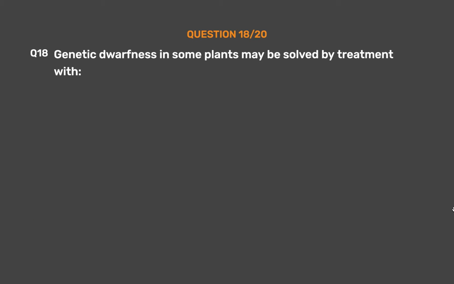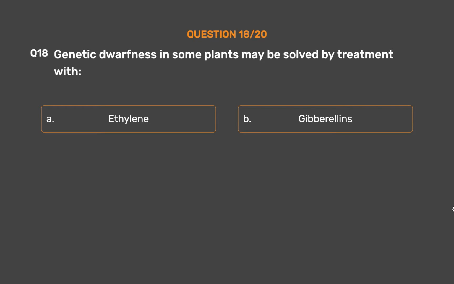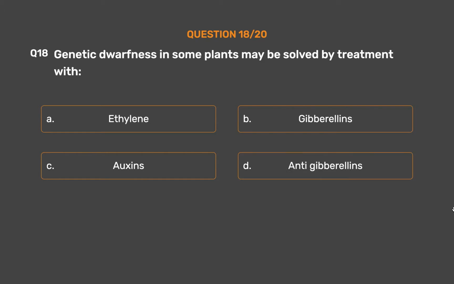Question number 18. Genetic dwarfism in some plants may be solved by treatment with Option A. Ethylene. Option B. Gibberellins. Option C. Auxins. Option D. Anti-gibberellins.